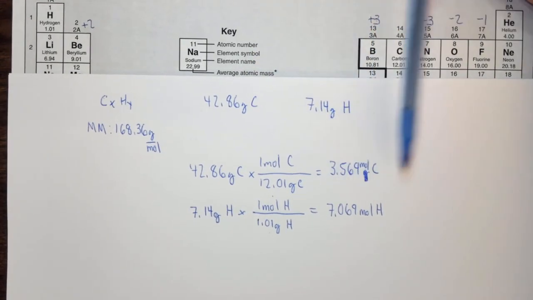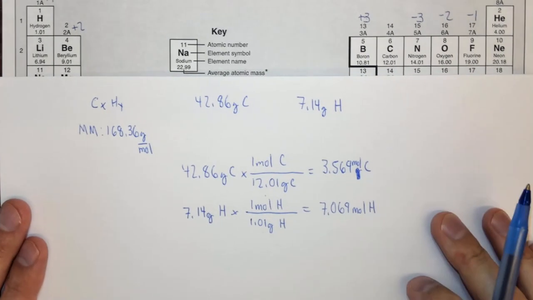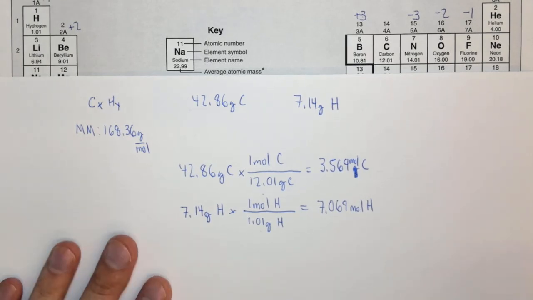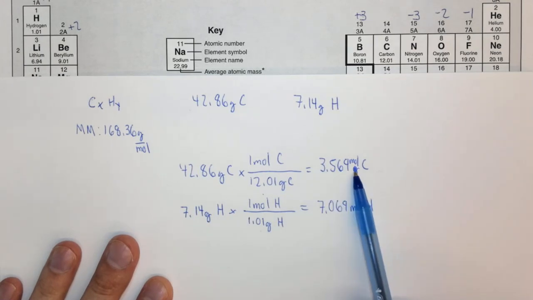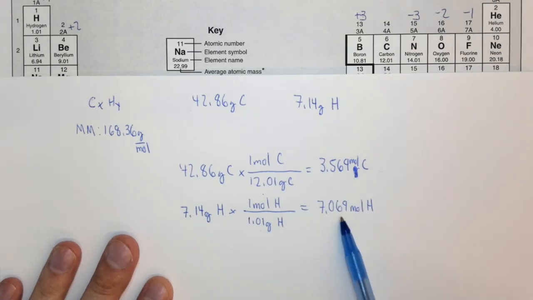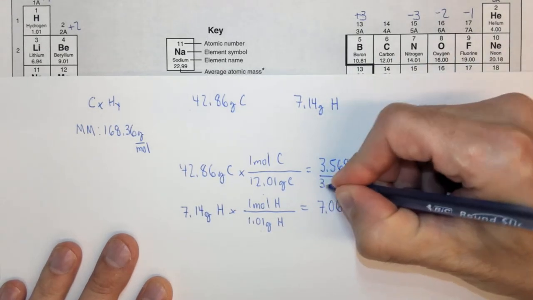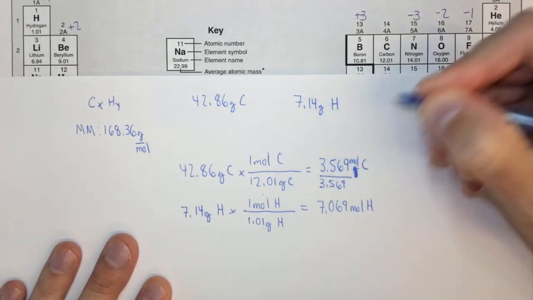So now we know the moles of carbon and hydrogen in these certain amount of grams, but this still is not a ratio. In order to take a ratio, we need to divide one into the other. Well, how do you do this? Since you want a whole number ratio, not a fractional ratio, you want to pick the smaller number and divide by that. So this is how you can find a ratio. So in this case, 3.569 is smaller than 7.069. So divide them both by 3.569.